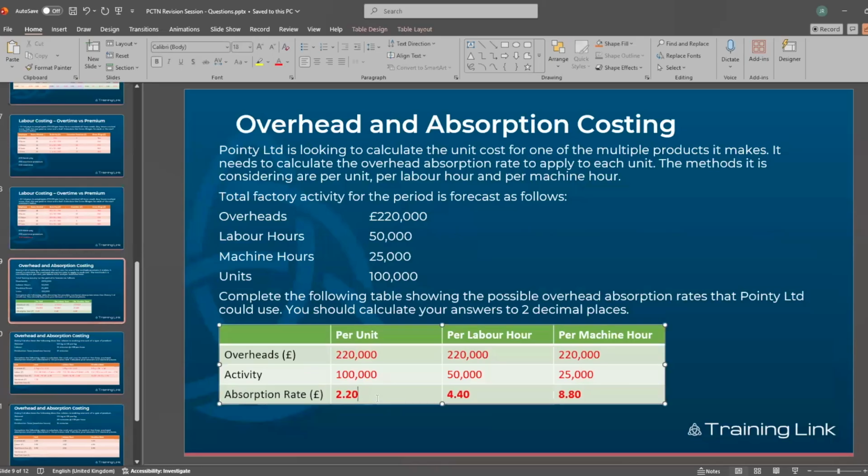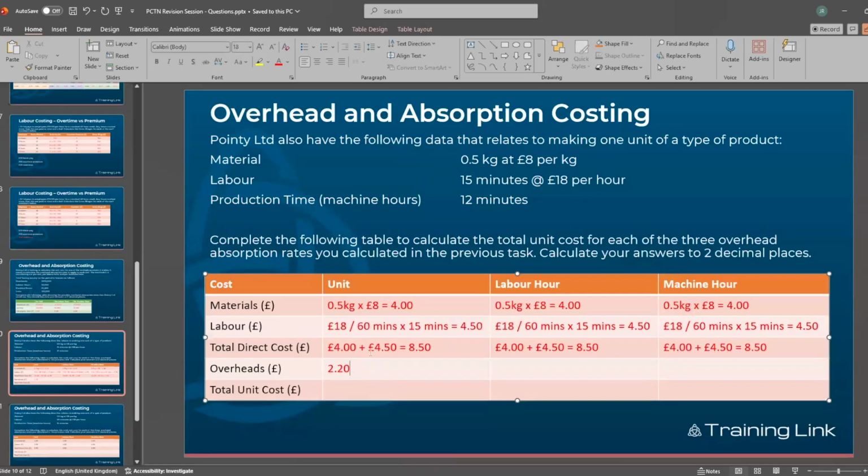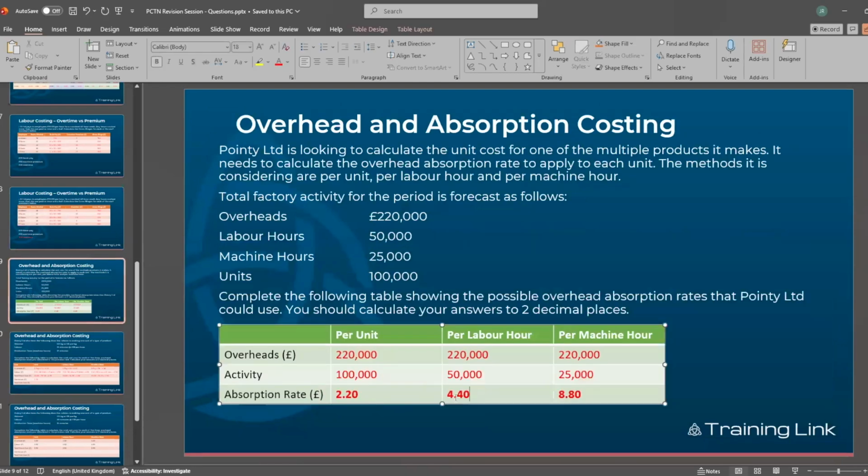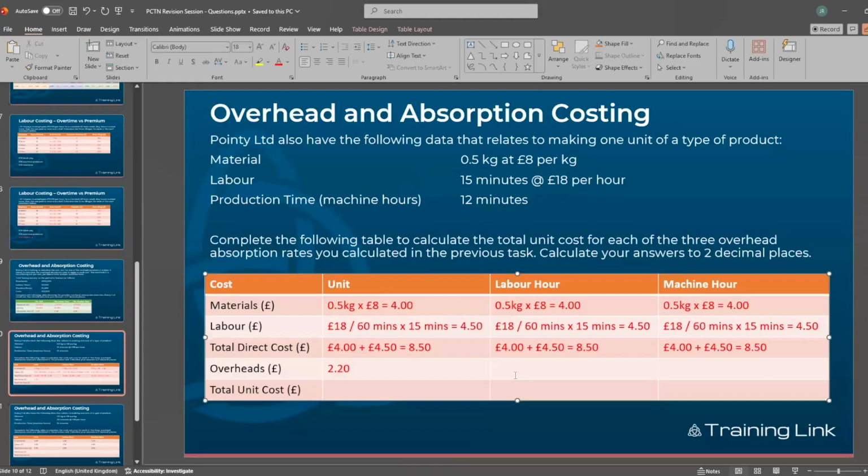We literally just take our absorption rate because it's already on a per unit basis. So we allocate that as such. When it comes to labour hours, we have an absorption rate of £4.40 per labour hour. But we know that it only takes 15 minutes to make a product. So this £4.40 is based on an hour, which effectively means in one labour hour, we're making 4 products.